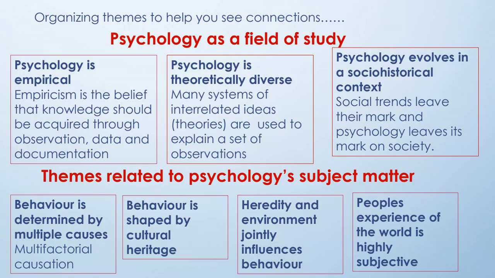So that's the end of the content, and I hope it's given you a significant overview and will make the chapter clearer to you. At the end of the chapter, it gives a really nice summary. So psychology is a field of study. It's empirical, we've discussed that. Knowledge must be acquired through observation, data, and documentation. Psychology is theoretically diverse, I think we've covered that: many systems of interrelated ideas are used to explain something.